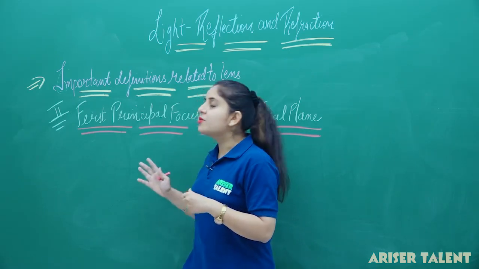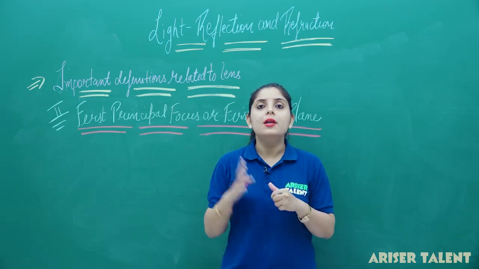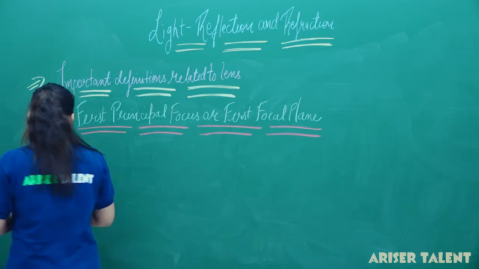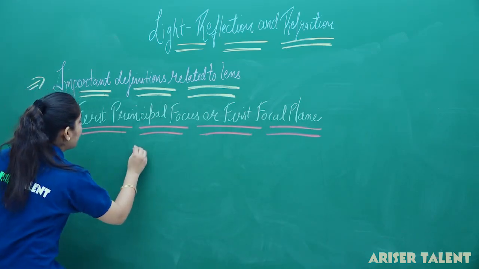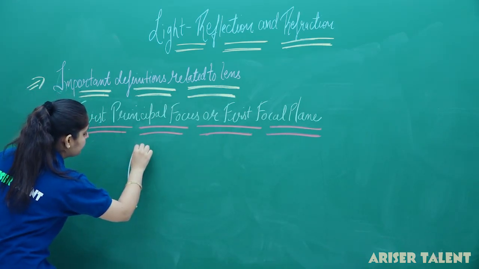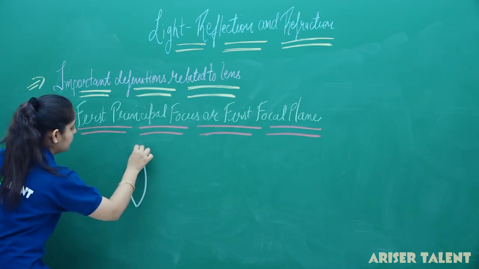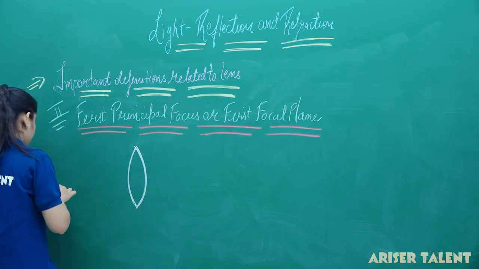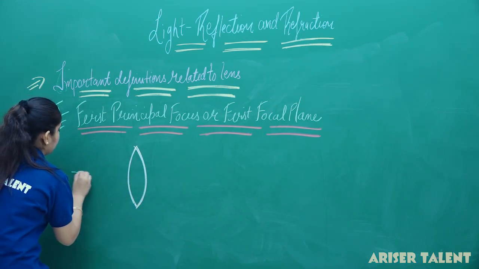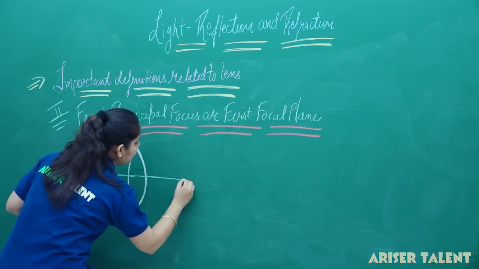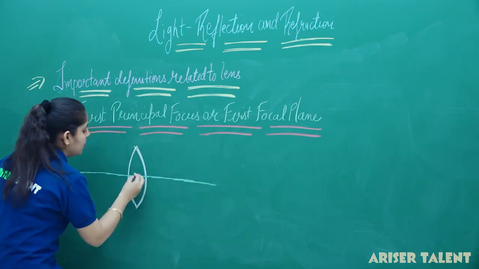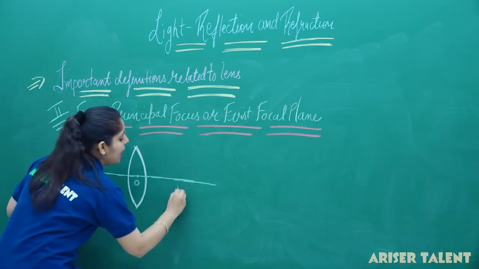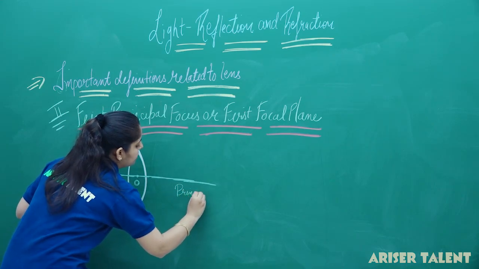So, what will be the diagram representing this principal focus? Let's see here. Firstly, what we have to do? We have to draw a convex lens. This is our convex lens. This will be our principal axis. This will be the optical center of the lens. This is the optical center. And this is our principal axis.